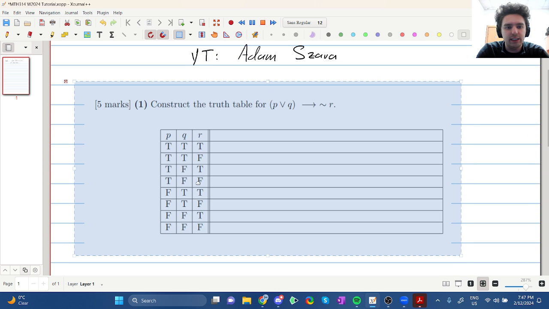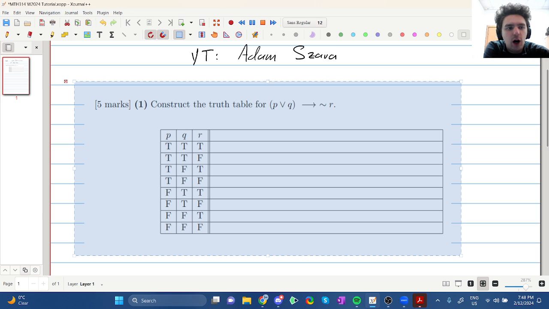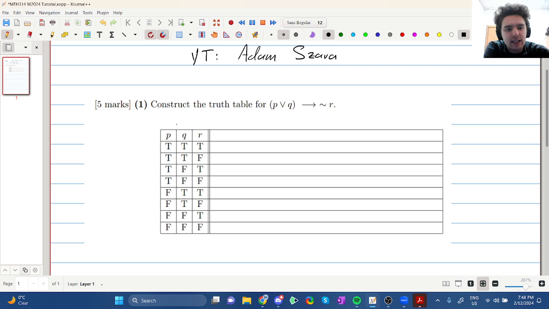The first question says construct the truth table for this. To do that, we need an understanding of what truth tables are and how implications work. You always start with all of your variables on the left-hand side with all the different values, like 111, 110, 101. It's your binary values, true and false, so there are all the possible combinations. We use that to think about all the possible values this statement can have.